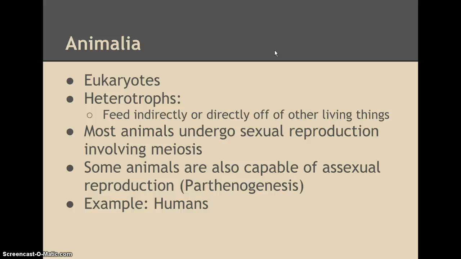So Animalia are eukaryotes. They're heterotrophs, which means that they feed indirectly or directly off of other living things, like how humans eat, I don't know, beef. Most animals undergo sexual reproduction involving meiosis. Some animals are also capable of asexual reproduction, which is parthenogenesis. An example of animals are humans.